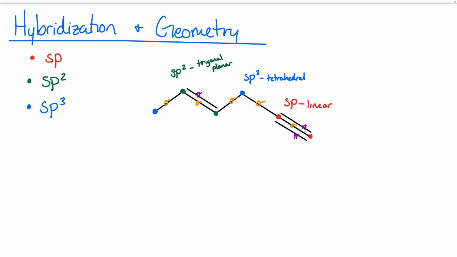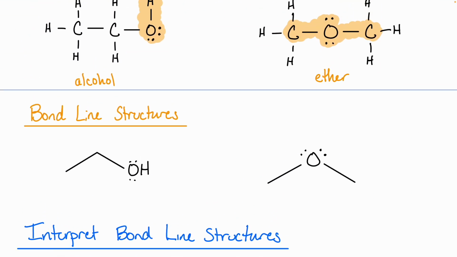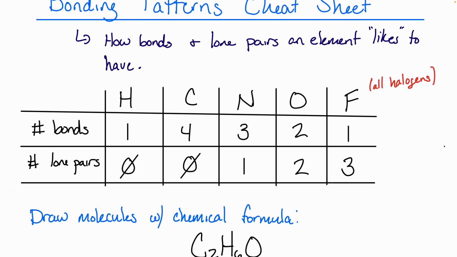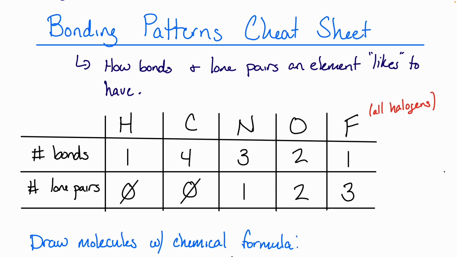Okay, so going back to our bonding patterns here, we said that this is what we would expect to see for an element: how many bonds and lone pairs that element likes to have. So what do I mean by likes to have? Well, that means that this is the bonding pattern for an element when it's most stable. And an element is always most stable when it has a formal charge of 0, right? So by likes to have here, really what I mean is a formal charge of 0.